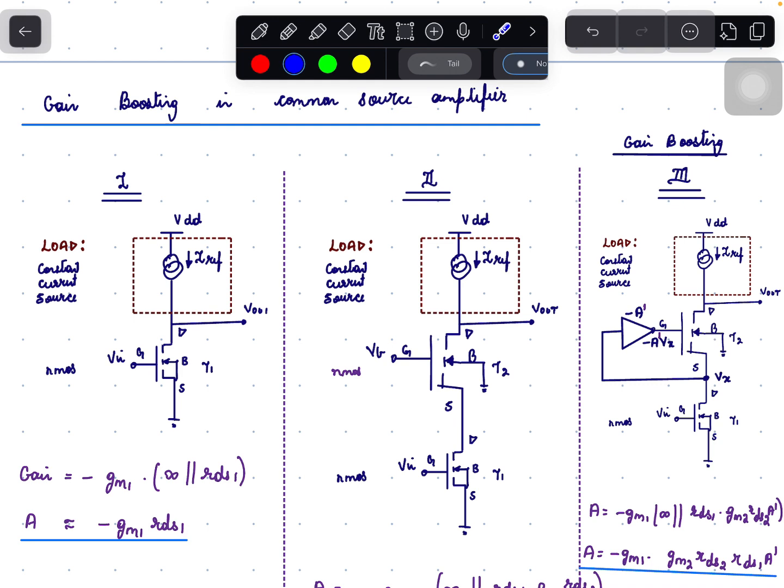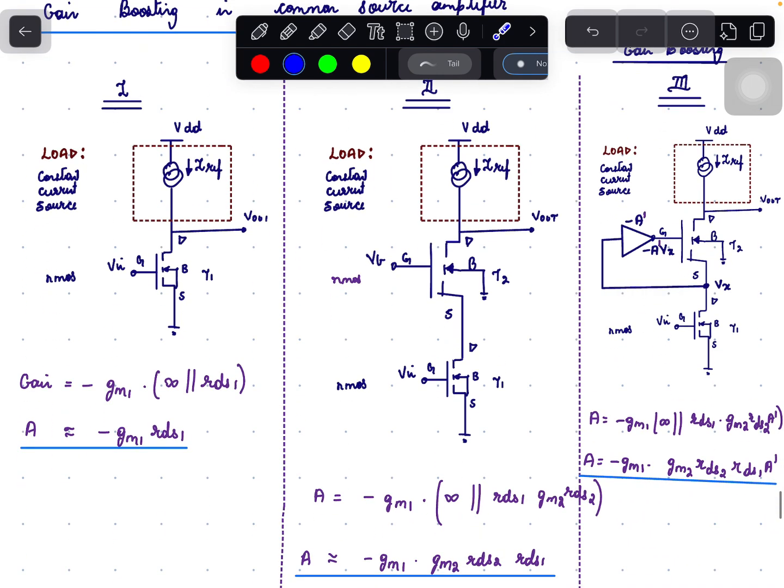How do we further increase the gain? By using circuit 2, where the load is a constant current source. We have a T2, which is an NMOS whose gate has a constant bias voltage VB, and T1 is an NMOS whose gate is provided by the input voltage Vin. Output is taken at the drain of T2.